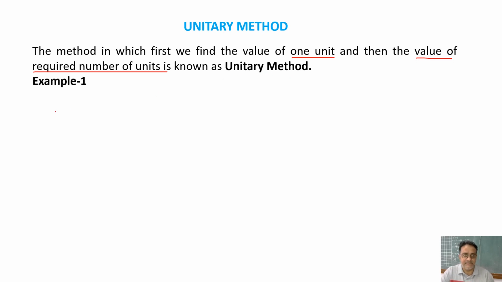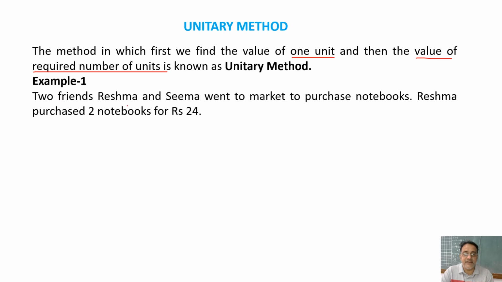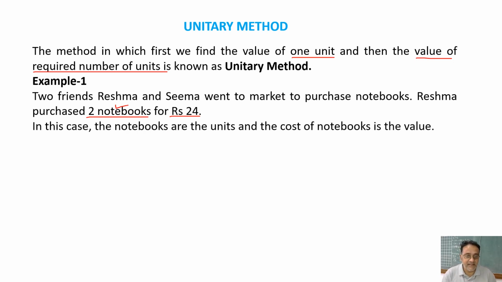We'll see one example. Example 1. Two friends Reshma and Seema went to a market to purchase notebooks. Reshma purchased 2 notebooks for rupees 24. Now in this case notebooks are the units, ठीक है, notebooks को हम लोग units बोलेंगे और cost of notebook जो है वो value है. Okay, so in the unitary method you have to first identify what is the unit and then you have to identify the cost, right? In this case the notebooks are the units and the cost of notebook is the value.